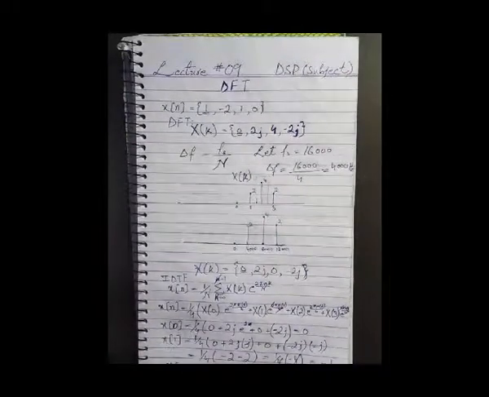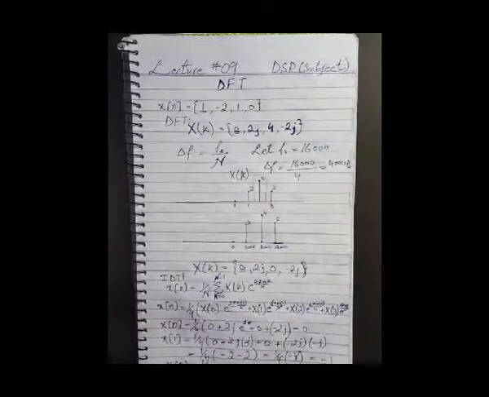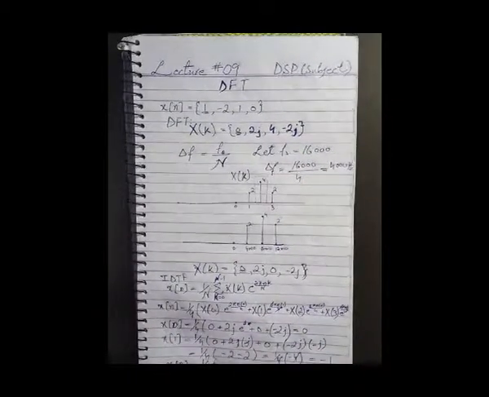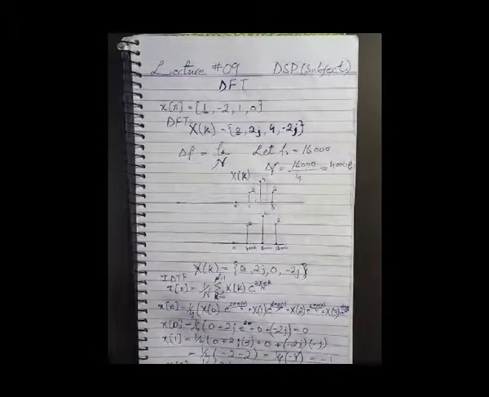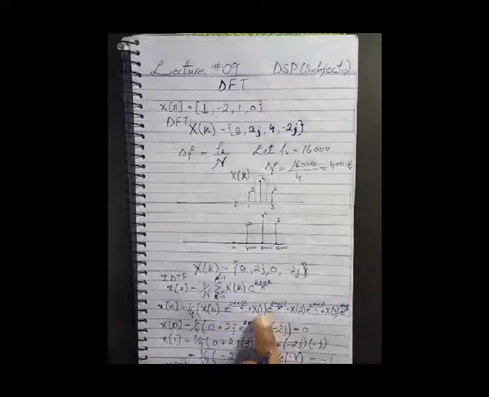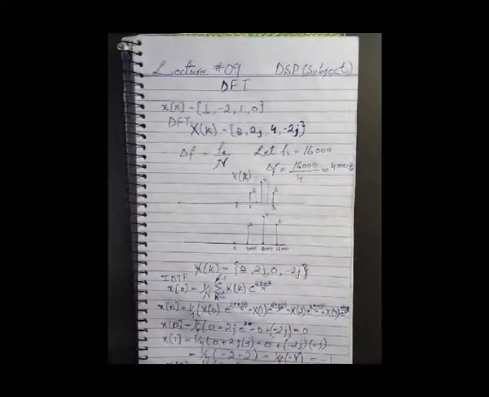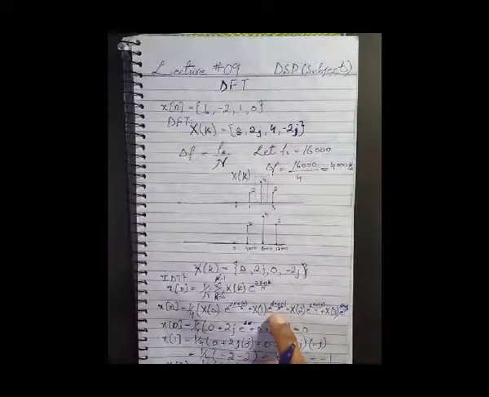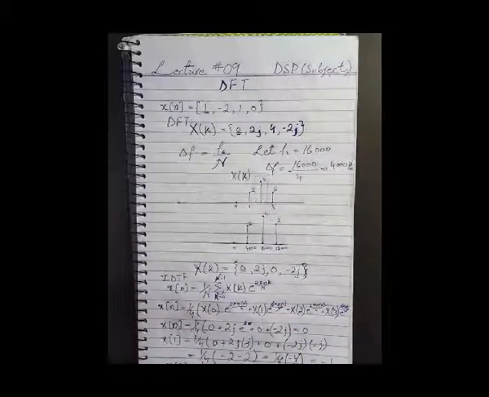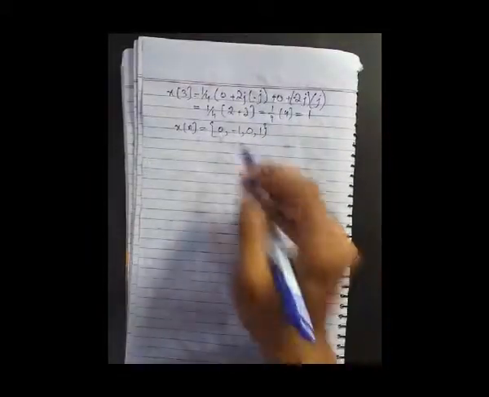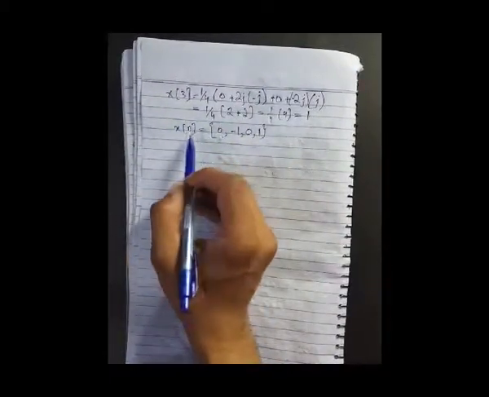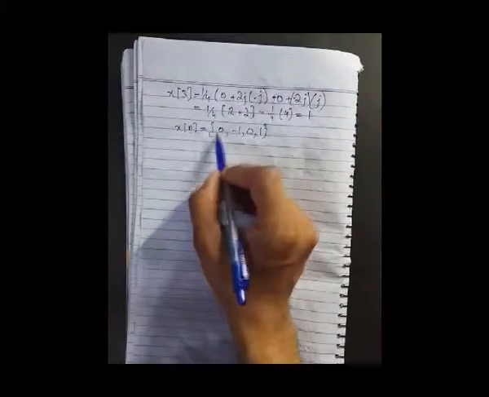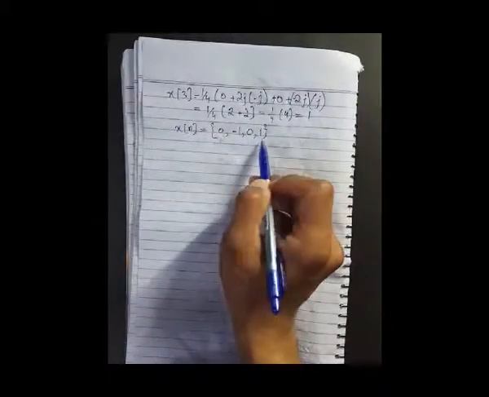Again we'll find x of 2, which is 1 by 4 into, the first term is 0, second term we have 2j. Now I have solved the problem, and I have found the inverse discrete time Fourier transform, and I have got the signal x of n is equal to 0, minus 1, 0, 1.